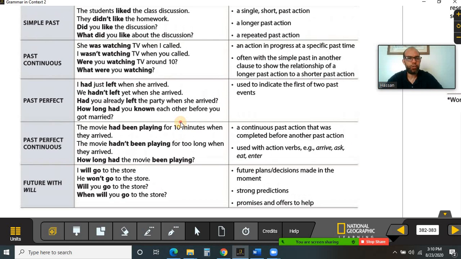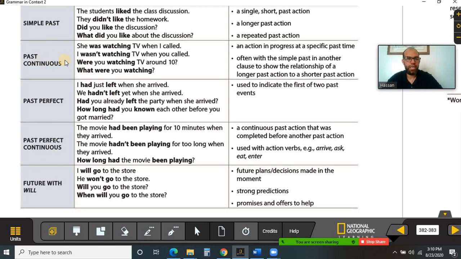Now, a very good question here. What should be the difference between the past perfect continuous and just the past continuous? Two actions: one long plus a short one in the simple past. She was watching TV when I called. The movie had been playing for 10 minutes when they arrived. They look the same. What is the difference?